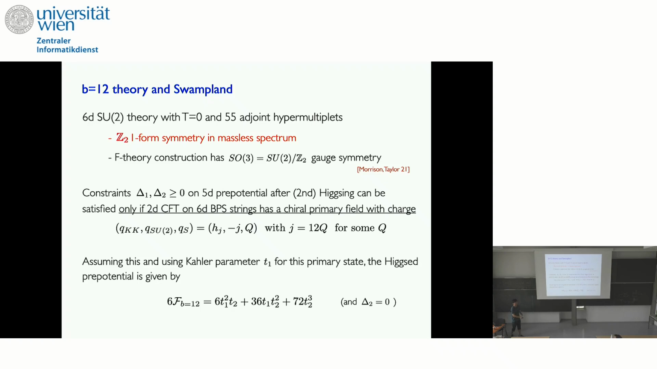So we first assume such a primary state exists, and using the Kahler parameter T1 for this primary state, which provides the extra Kahler generators, we can rewrite the Higgs prepotential like this. So again, all the coefficients are positive, and this prepotential has a delta 2 equals 0 condition. So it means on the boundary where T1 vanishes, we must have the CFT.